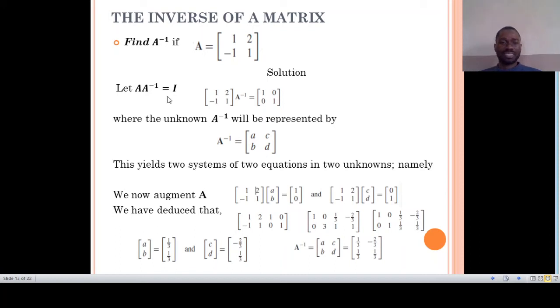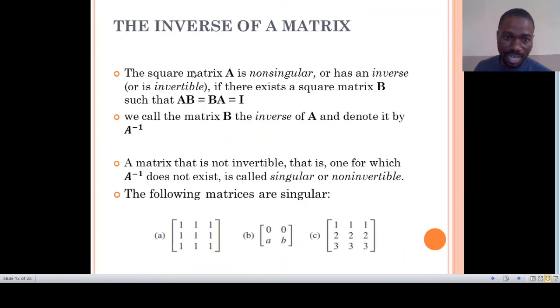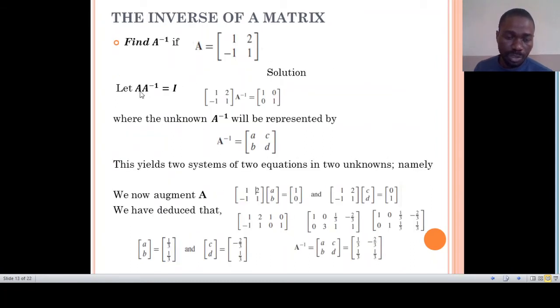Let me give you this first example. Find the inverse of A. Don't forget that if you want to find the inverse of A, you simply say A, the original matrix, multiplied by its inverse will be equal to 1. I gave you that scenario earlier. If you multiply A by A inverse, you are going to get 1. What is A? A is this, and this is A inverse that you are looking for.